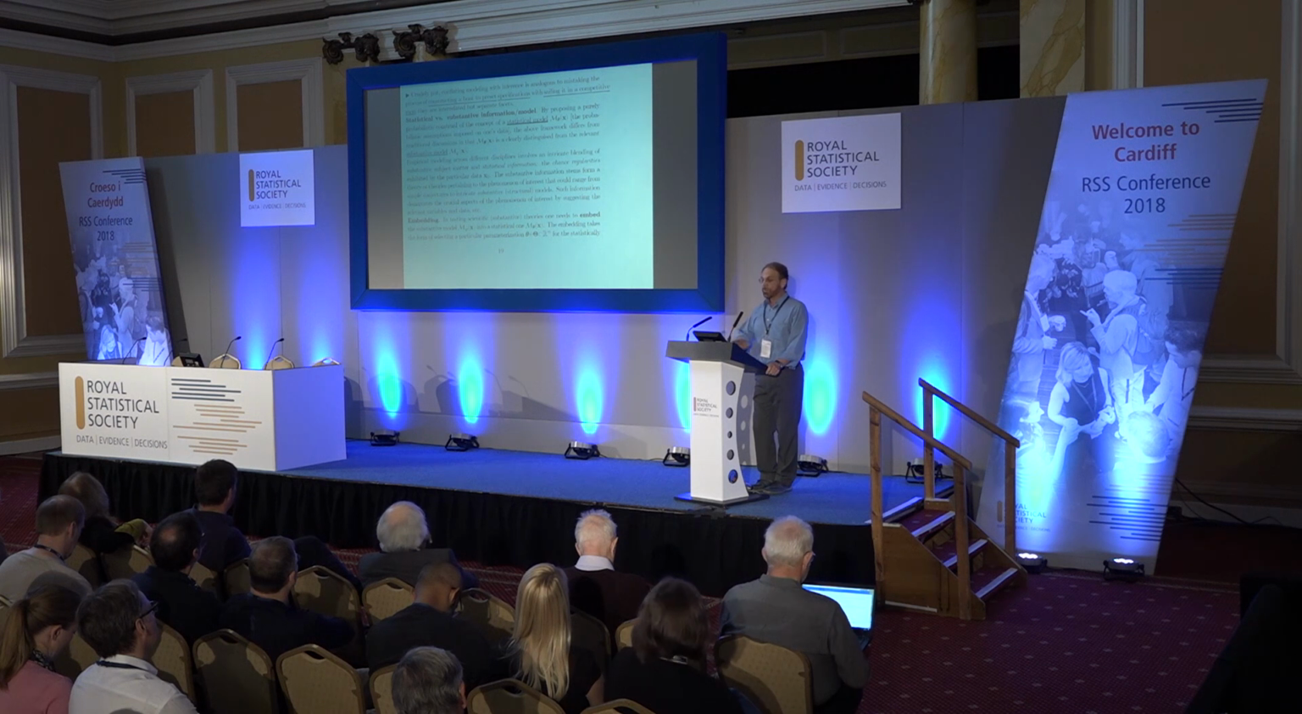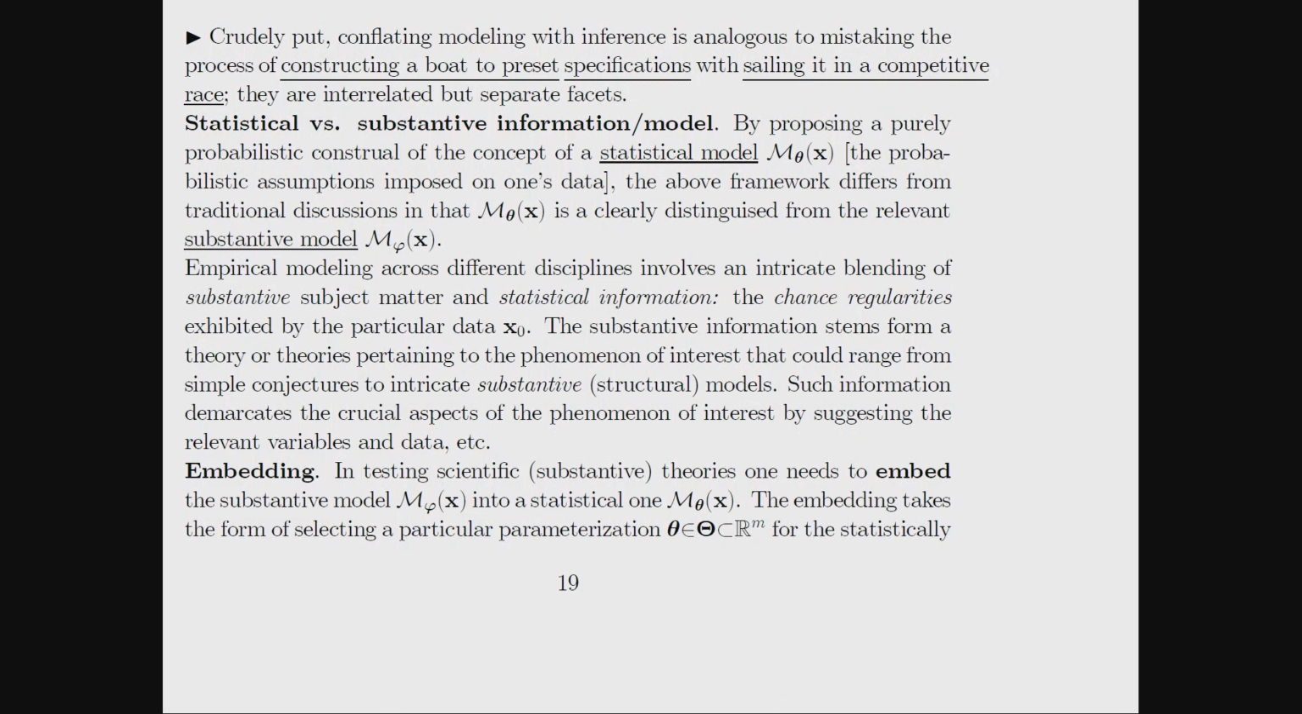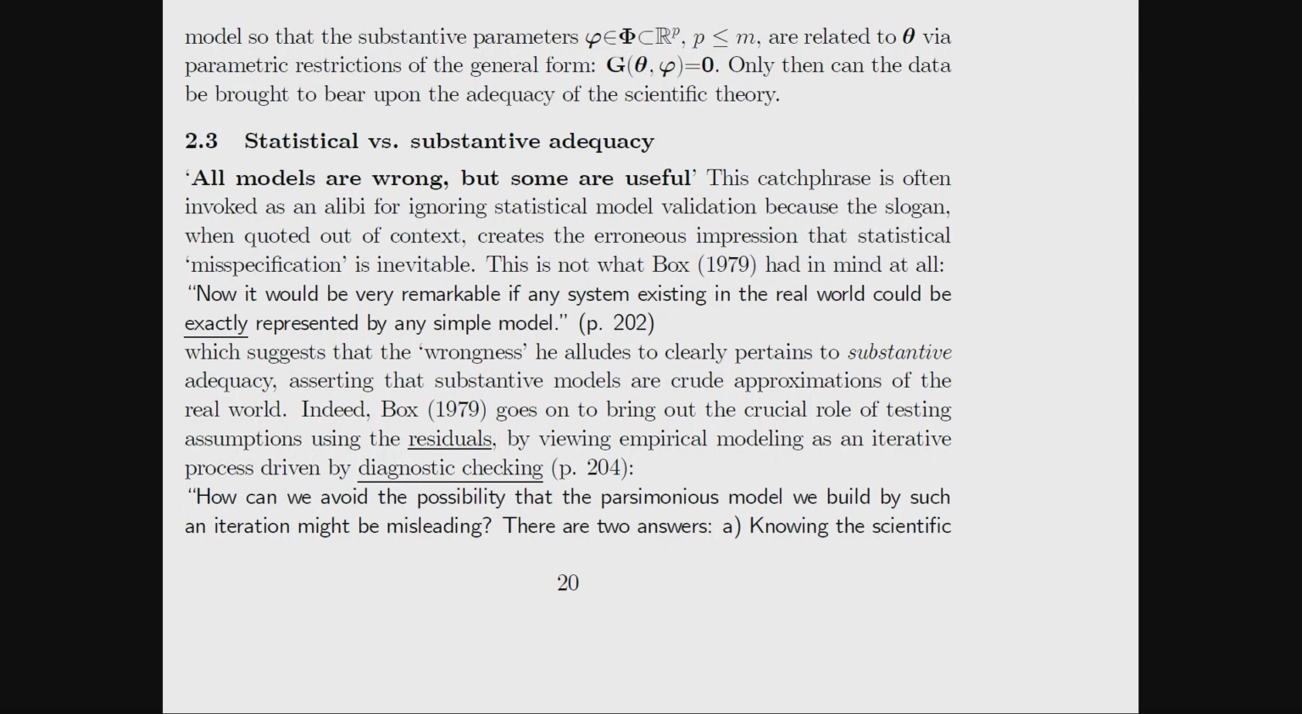So this, of course, needs some further delineation, and this is the difference between a statistical and substantive model, which, of course, I don't have a lot of time to say, but the way the two are related is you choose the probabilistic assumptions on the basis of the chance regularity patterns of your data, and then you choose a parameterization that relates your statistical model to your substantive model, and we call that embedding. Now, there is, of course, a huge difference between statistical adequacy, which is my probabilistic assumptions are valid for this data, and substantive adequacy, which is a completely different thing.